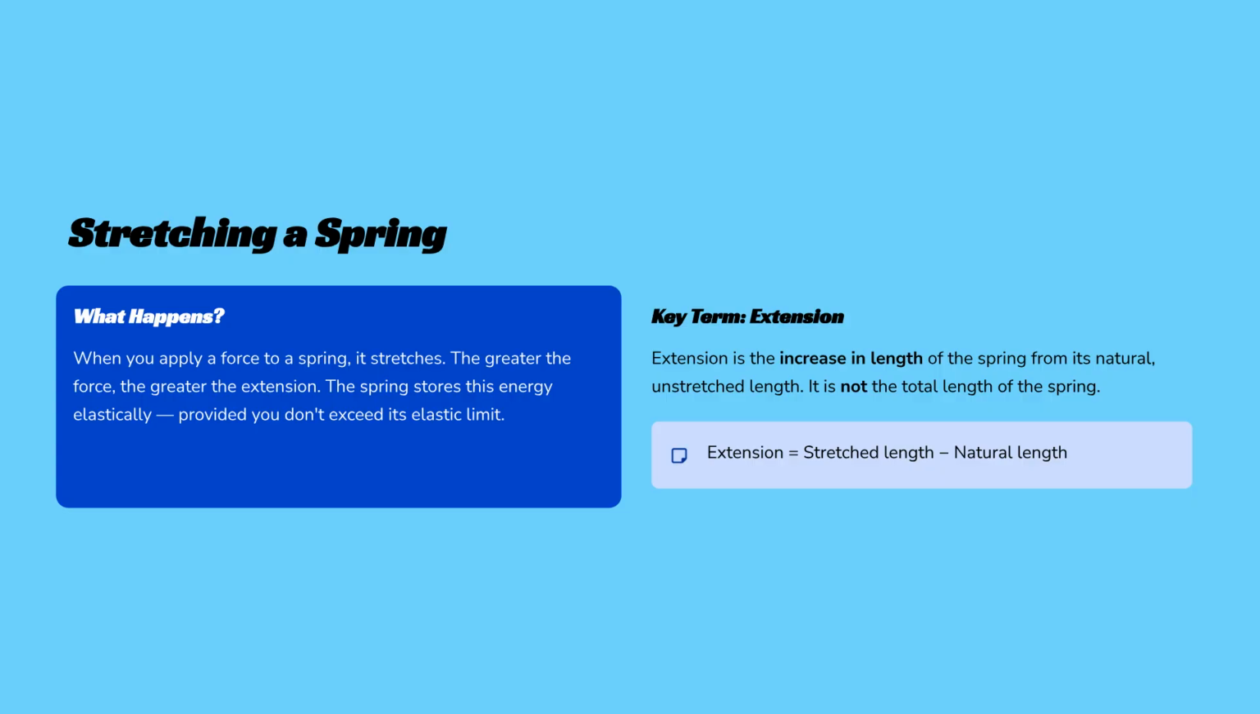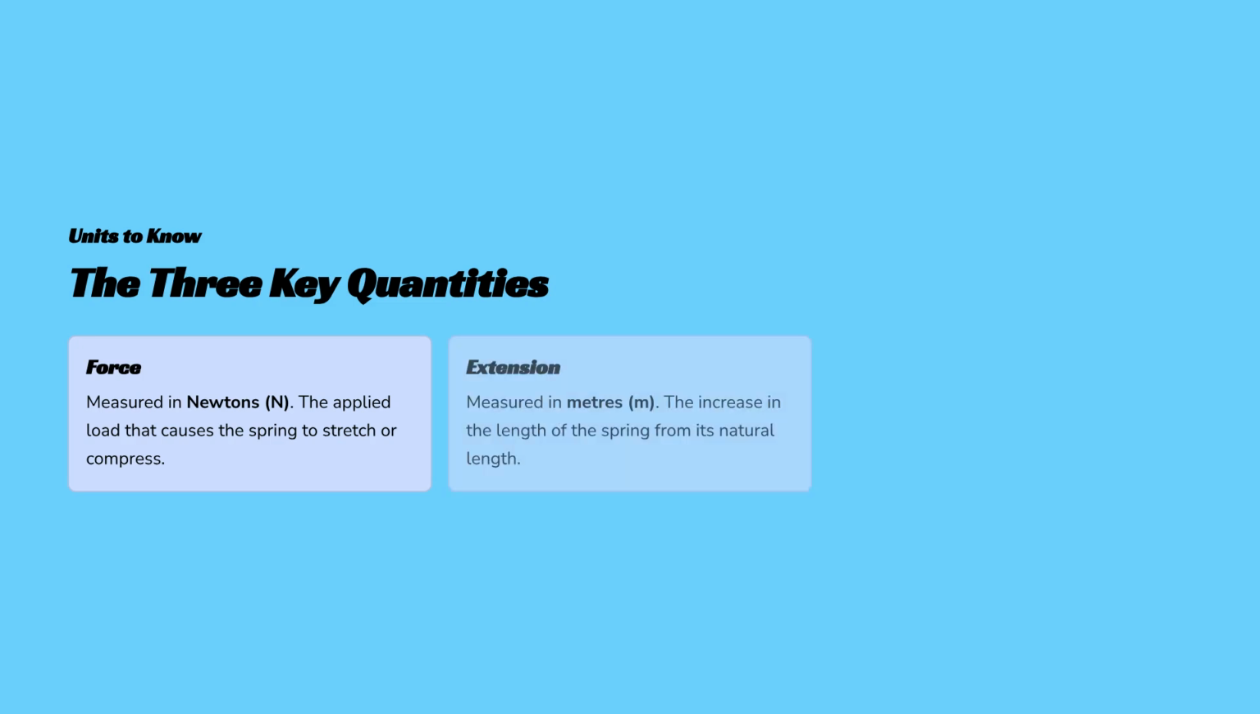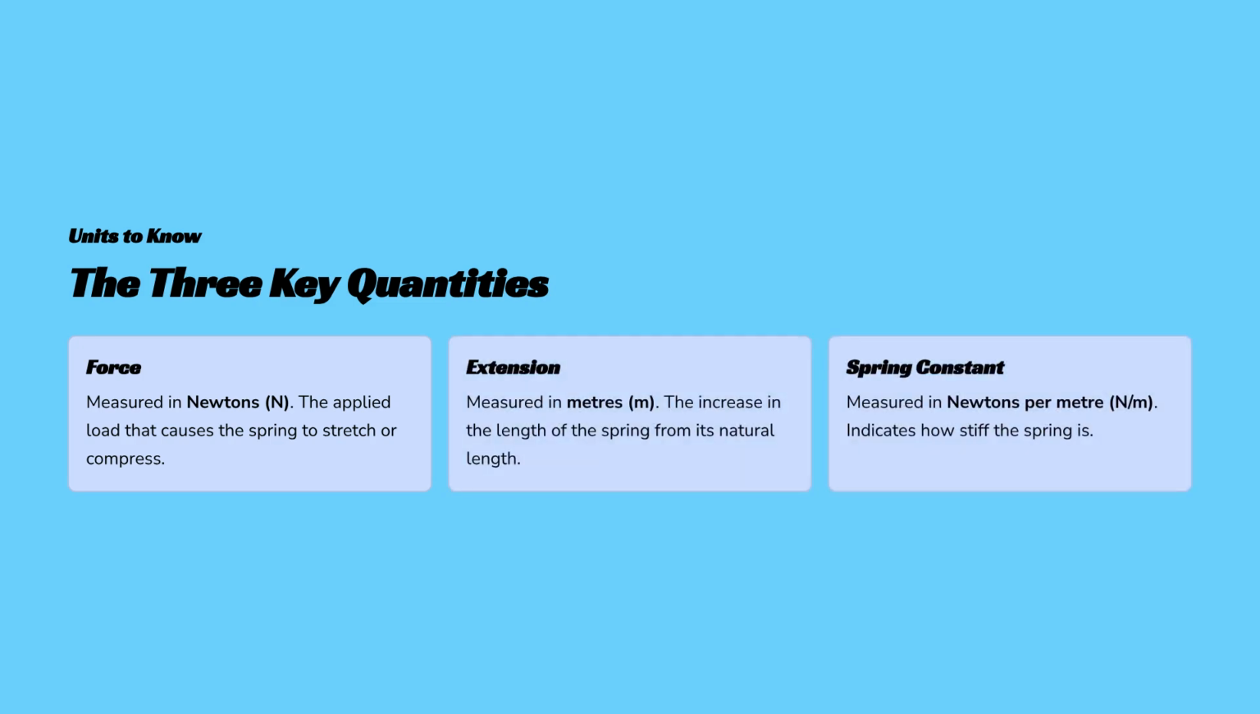When you apply force to a spring, it stretches. We measure this as extension, which is the increase in length from the spring's natural, unstretched state. Remember that extension is the change in length, not the total length. Always convert your measurements from centimeters to meters when using physics equations. There are three key quantities to know: force measured in newtons, extension measured in meters, and the spring constant, which is measured in newtons per meter.